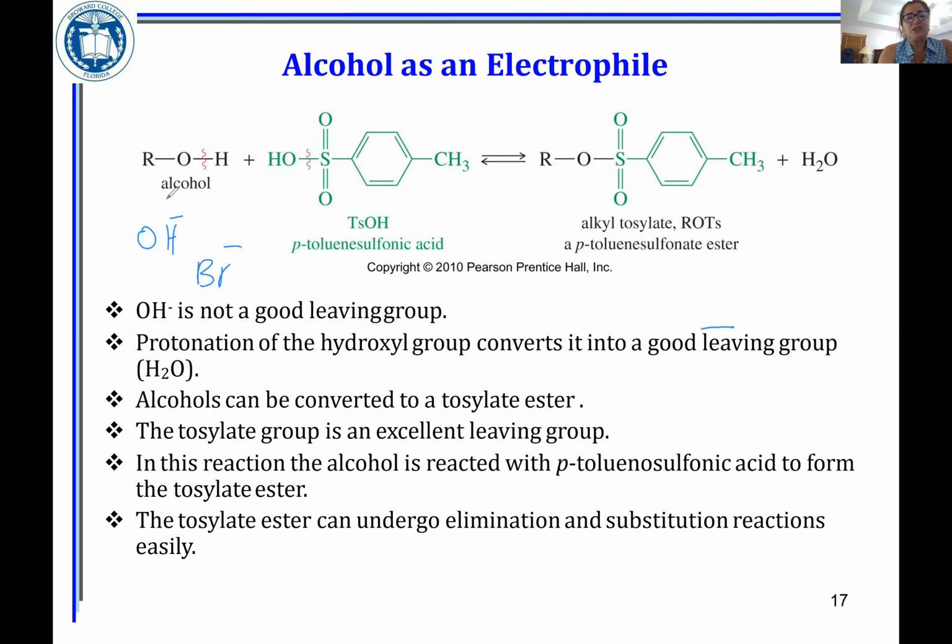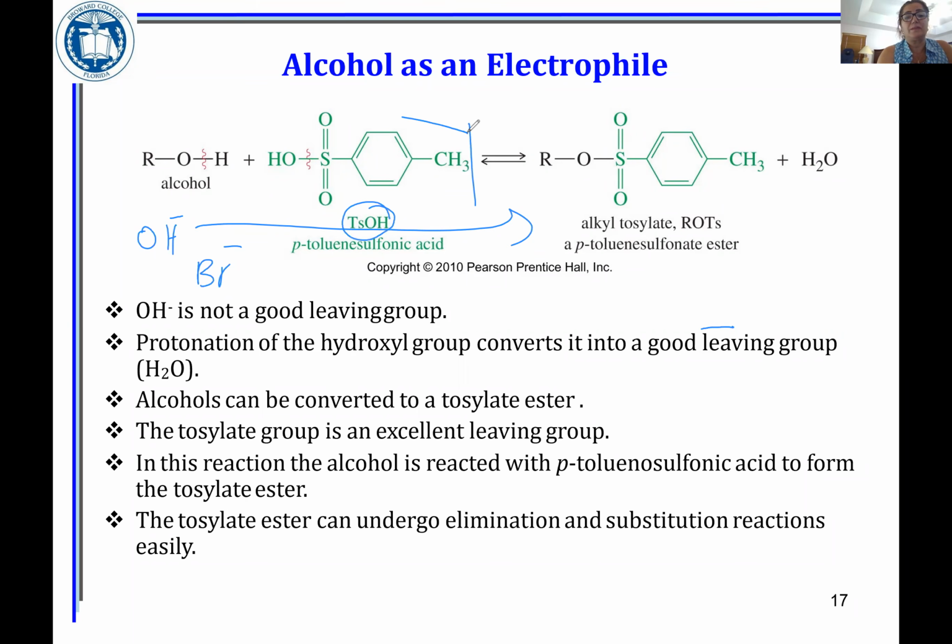Now, if you want to change alcohol to something else, then you don't want to deal with this OH. You cannot remove the hydrogen because it's a very weak acid. You cannot remove OH because OH is not a good leaving group. So one of the solutions is to tosylate the alcohol. This reaction is known as a tosylation, TsOH. You just need to learn about TsOH.